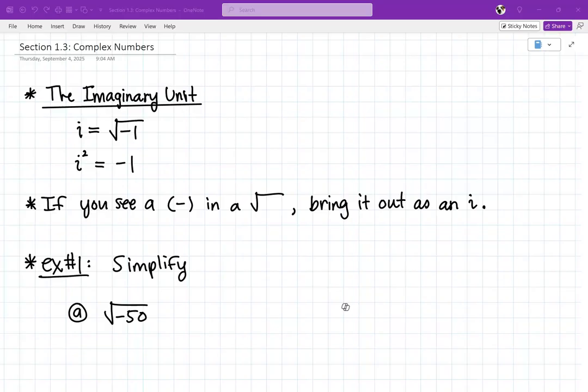The imaginary unit I. I is equal to the square root of -1. Now, if you square I, then that means you square the square root. You get rid of it and you just get -1. So I is the square root of -1. I squared is just -1. Okay, now there's a little hint right here, and I'll write something above it. It says, if you see a negative in a square root, bring it out as an I.